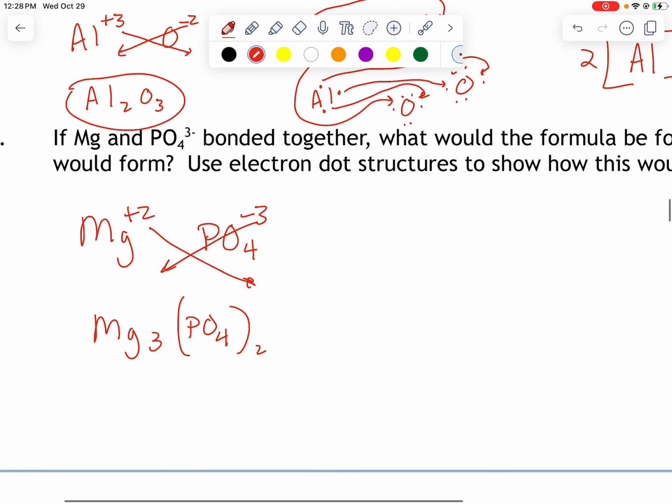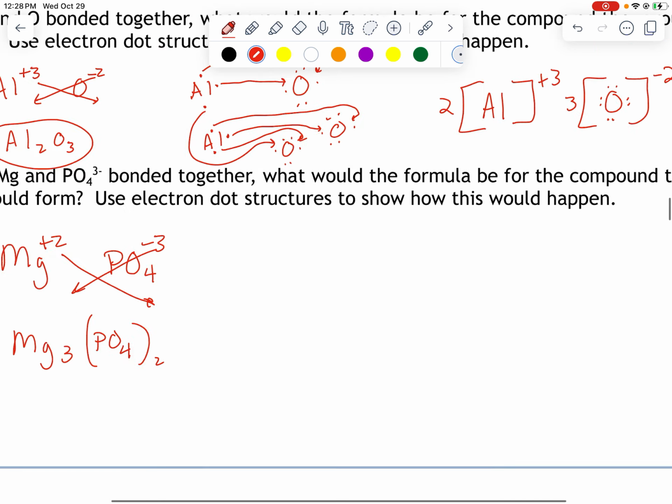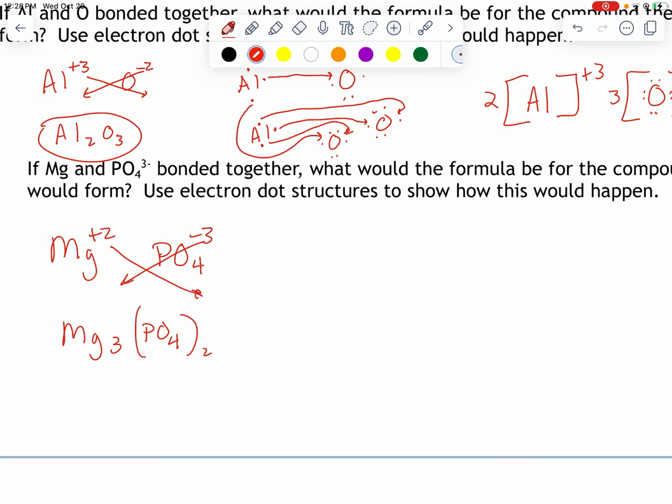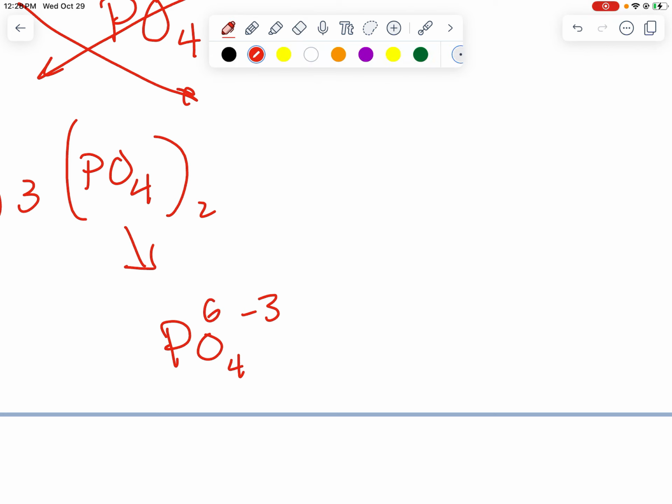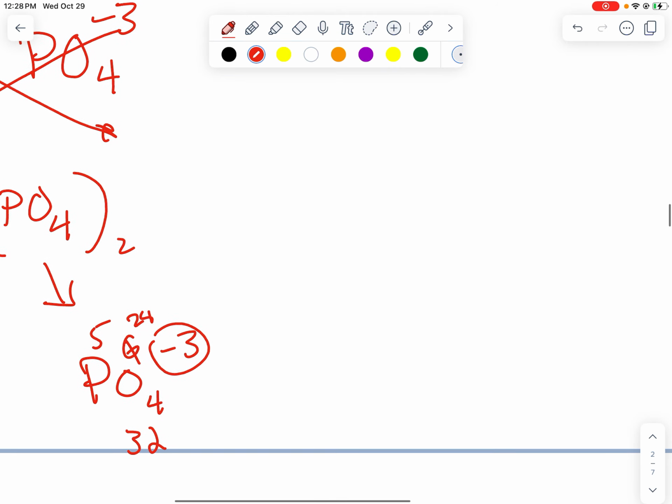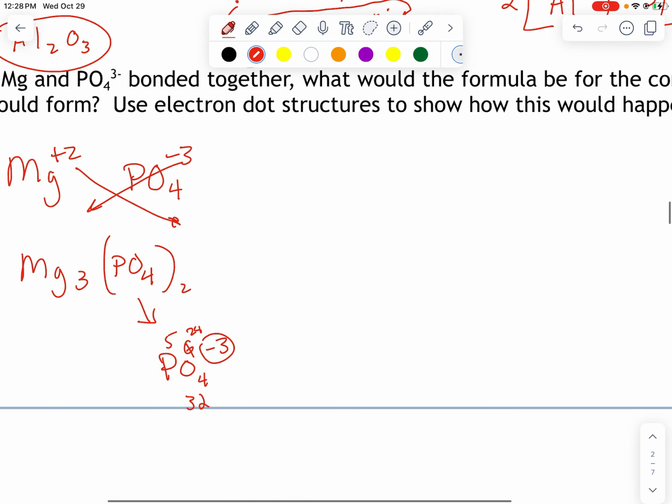Now drawing the electron dot structures, it says use electron dot structures to show how this would happen. It's essentially asking for the Lewis dot. What I would do is isolate the PO4 with the charge, and you draw this as you know it for your Lewis rules for covalent structures. So that includes finding total valence electrons to start. Oxygen is 6, phosphorus is 5. I have 3 extra electrons. So 6 times 4 is 24. 24 plus 5 is 29, and then the 3 makes it 32. So that's your standard tetrahedral shape number.